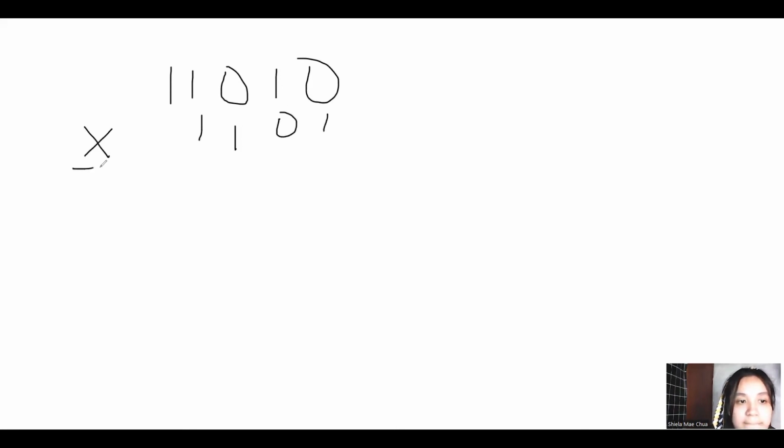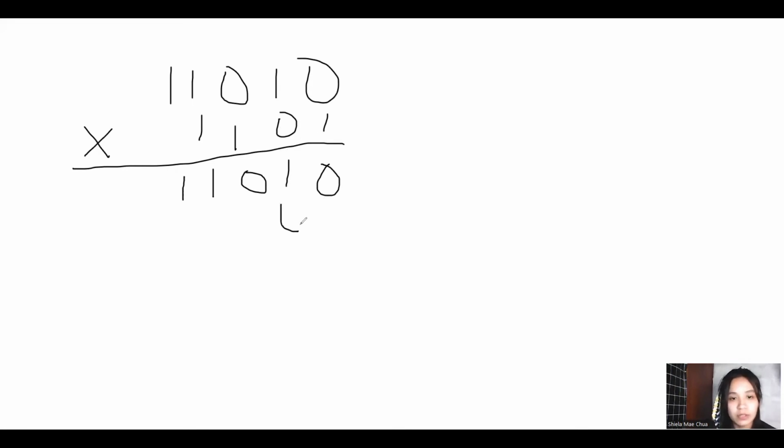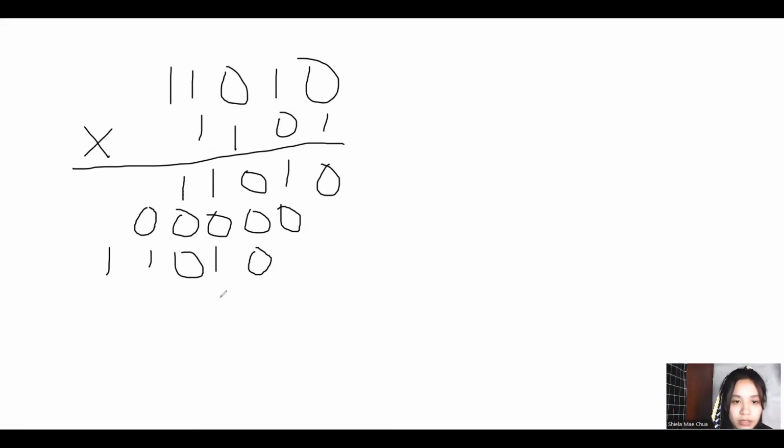Now it's 11010 times 1101. Okay, 1 times 0 is 0, 1 times 1 is 1, 1 times 0 is 0, 1 times 1 is 1, and 1 times 1 is 1. 0 times 0 is 0, 0 times 1 is 0, 0 times 0 is 0, 0 times 1 is 0, and 0 times 1 is 0. Now, let's multiply 1 by this value, so we will just get 0, 1, 0, 1, 1, and also 1 times for this value, so we will get the 0, 1, 0, 1, 1.